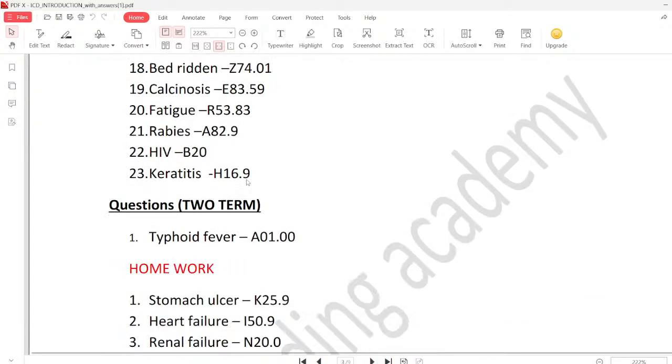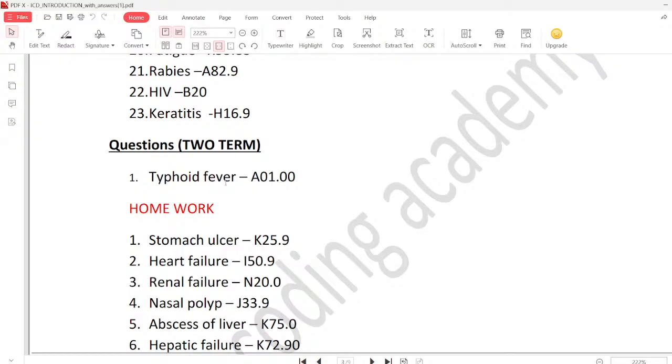And this is a two-term one, typhoid fever. Check in the index under fever and move on to typhoid, or otherwise you can directly take the alphabet T. Under the T you can see typhoid fever. A01.00 is the code for typhoid fever.